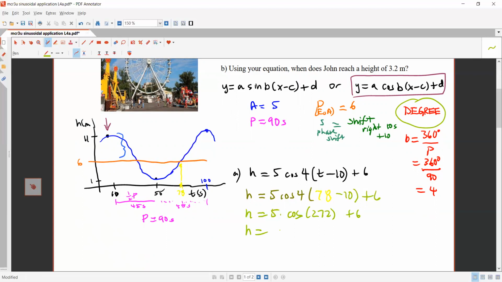And I'm just doing this slowly. Obviously, many of you skip this step. 0.174 plus 6. So basically, to answer this question, John is at a height of 6.17 meters. So it's really, really close to the equation of the axis at 78 seconds.